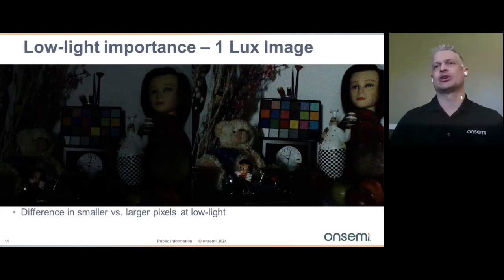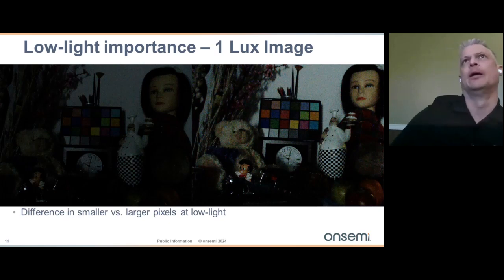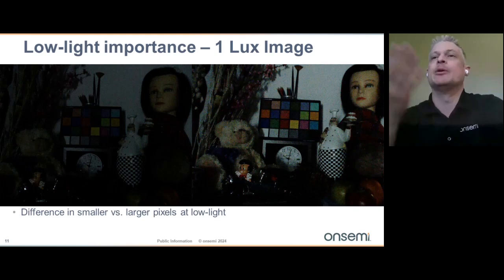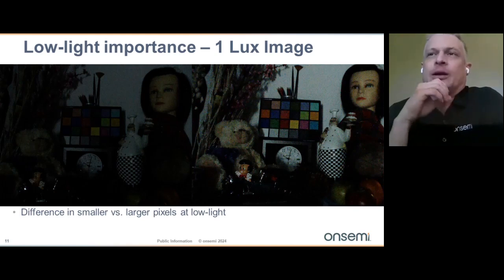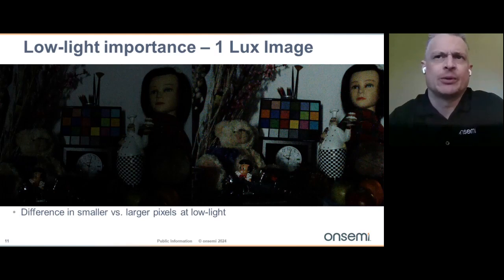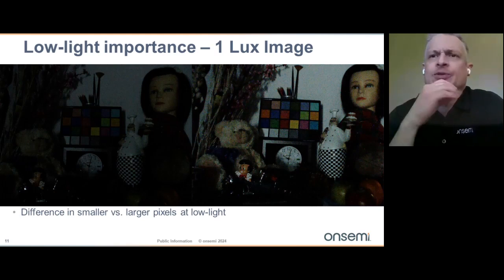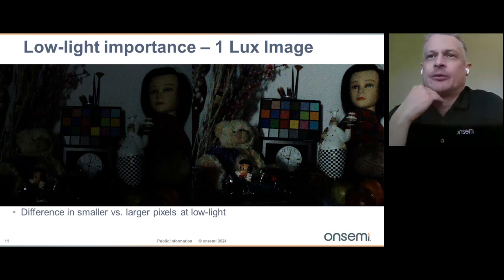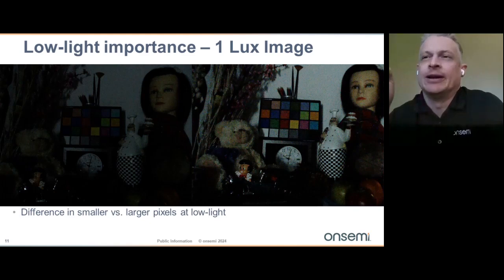Now, in terms of selection criteria, the first one that comes right out is just the low light. Are you good at imaging in extremely dark conditions? In the case here, this is just a 1 lux image that we took, a very, very low light image, practically no light. And you can see differences between a smaller pixel on the left and a larger pixel on the right. Your goal is really inevitably to get the smaller pixel on the left to look like the larger pixel on the right.